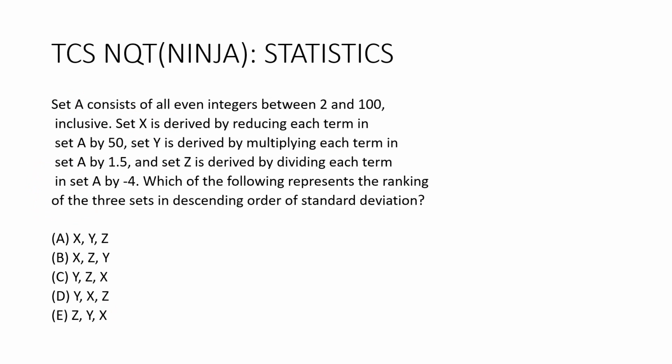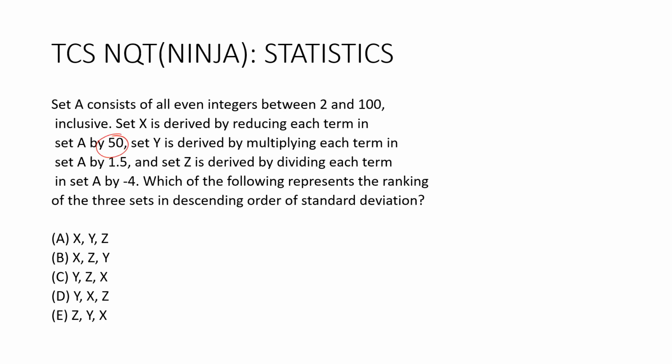Okay, then have a look at this question, which is again making use of how we work with standard deviation when we are multiplying or dividing the terms. Okay, please have a look at it. It says set A consists of all even numbers from 2 to 100 inclusive, and set X is derived by reducing each term by 50.